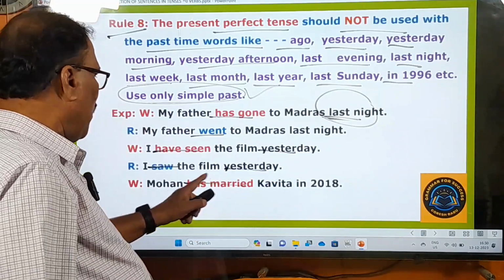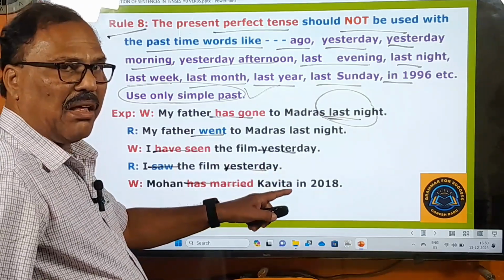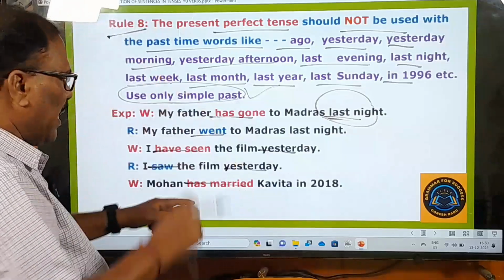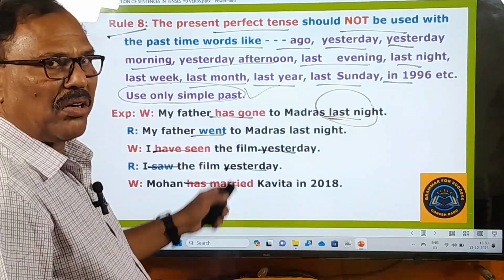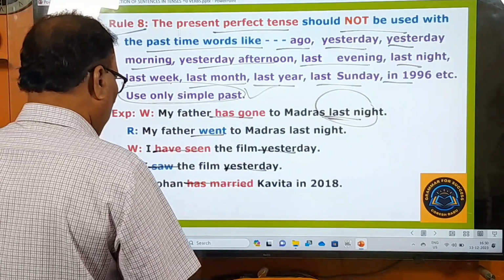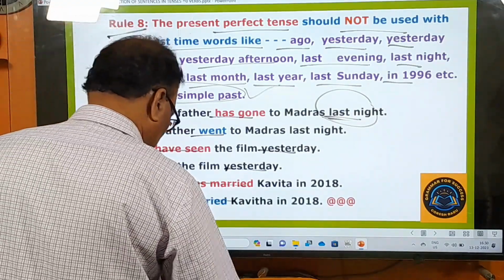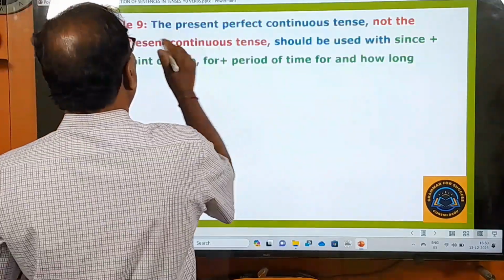This action of Mohan marrying Kavita took place in 2018. It's a past action, and you have to indicate that past action only in the past tense, but not in the present perfect. That's why this is wrong. You have to say that Mohan married Kavita in 2018. Rule 9 is there.